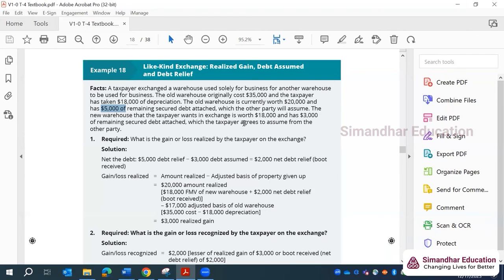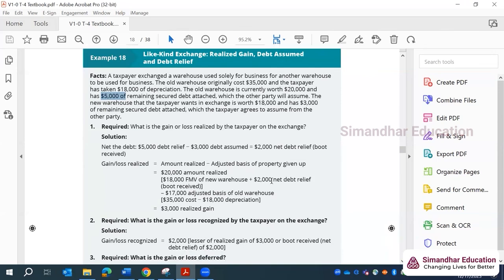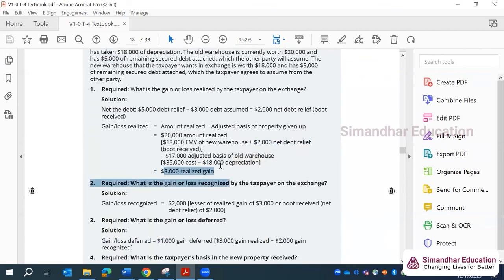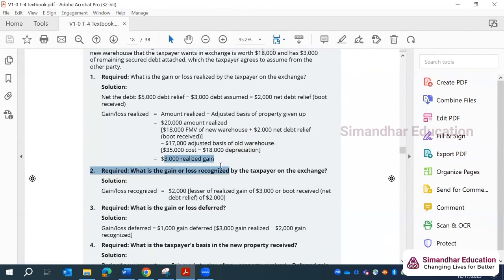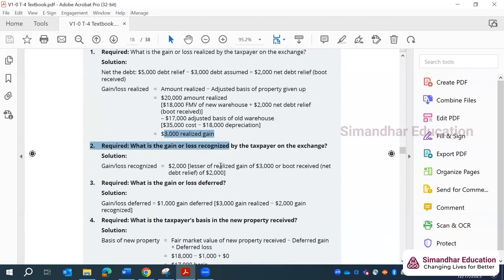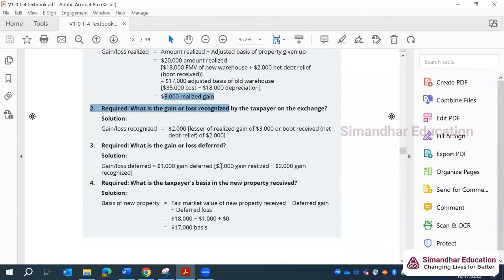So whenever there is boot involved, what happens? You will have to recognize gain, which is the lesser of the boot received or the realized gain. So here the net relief is $2,000. This is our boot received. And our realized gain is $3,000. So which is lesser here? $2,000 is lesser here, right? So of the $3,000 of realized gain, $2,000 we are going to recognize and pay taxes on it. $1,000 we are going to defer.